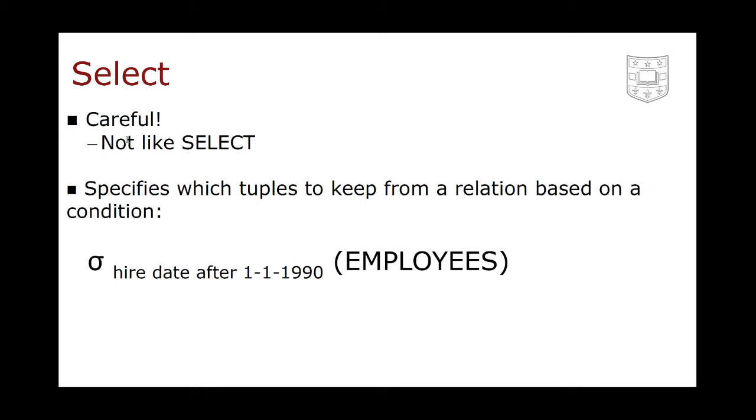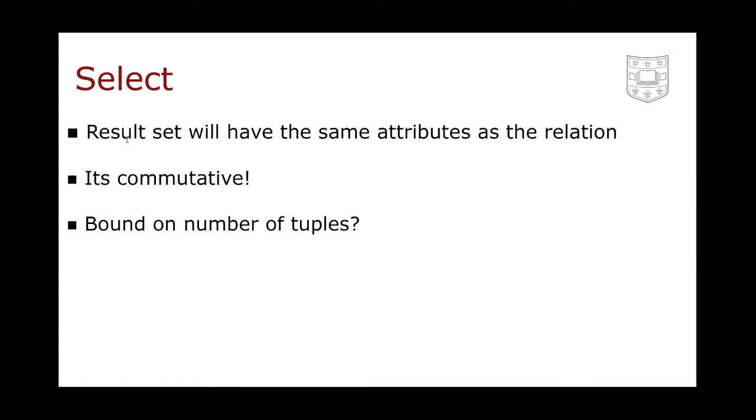All right. Let's talk about some properties of this operation. The result set, or the result relation, is going to have the same attributes as the relation that went in, meaning that it's not affecting the number of columns, right? However many columns go in, that's exactly how many columns are going to come out. No effect on the columns whatsoever.